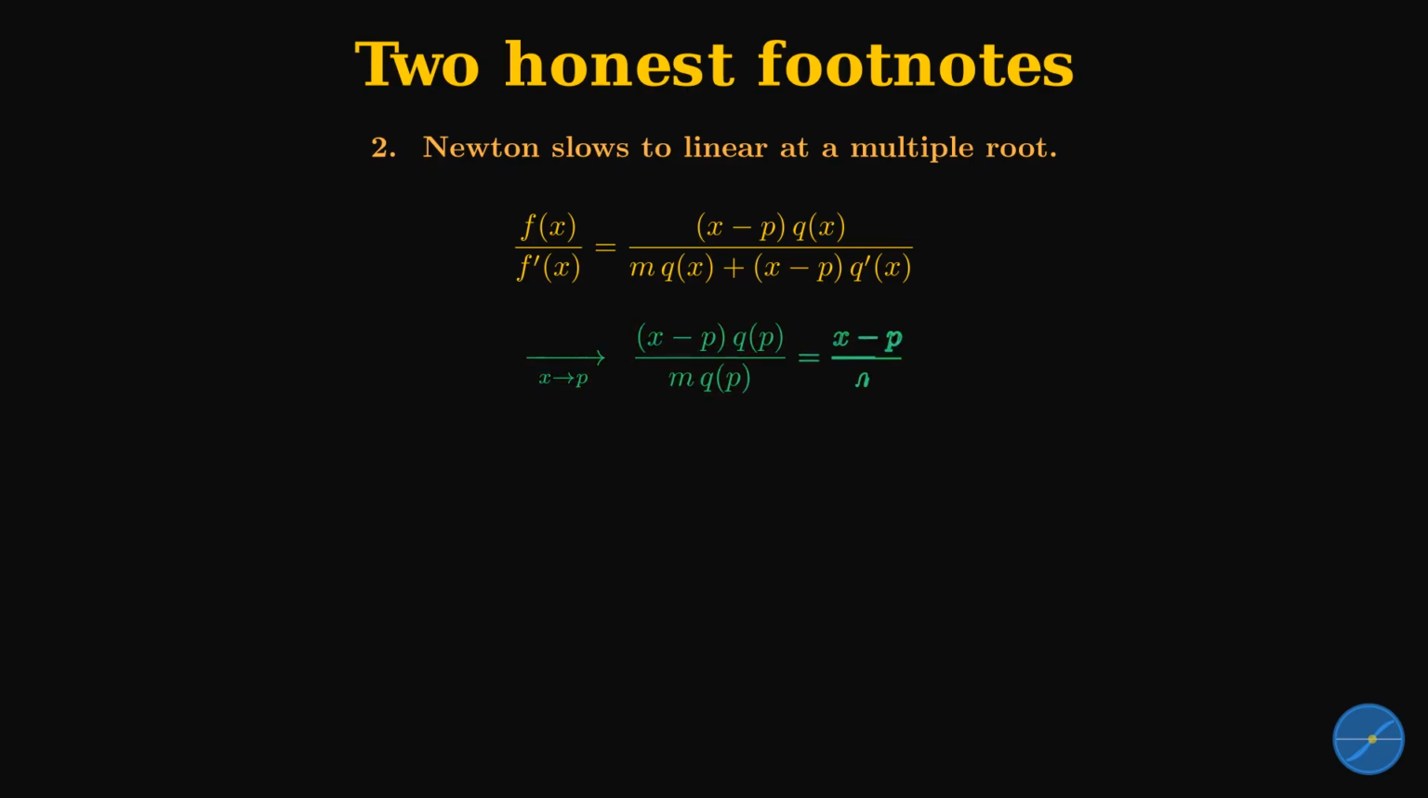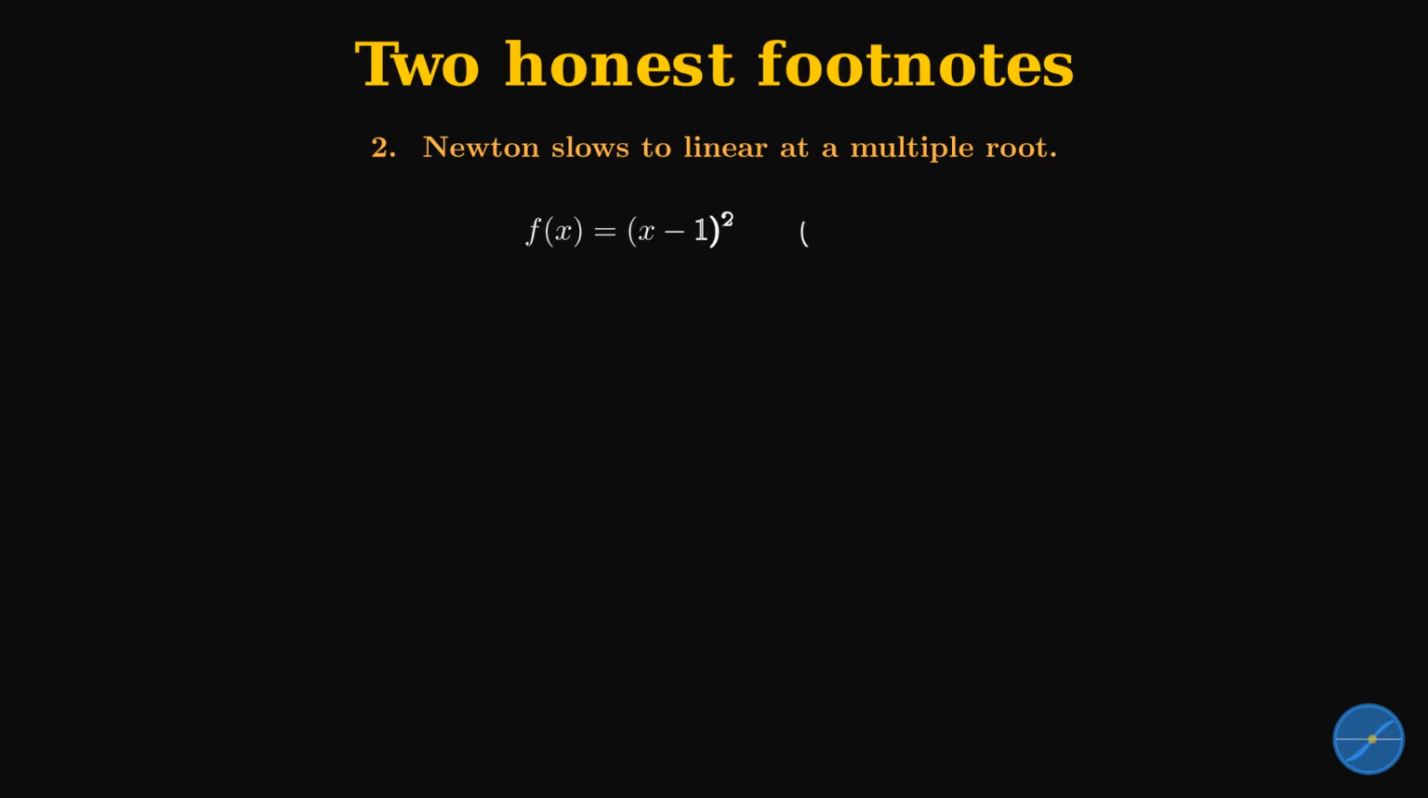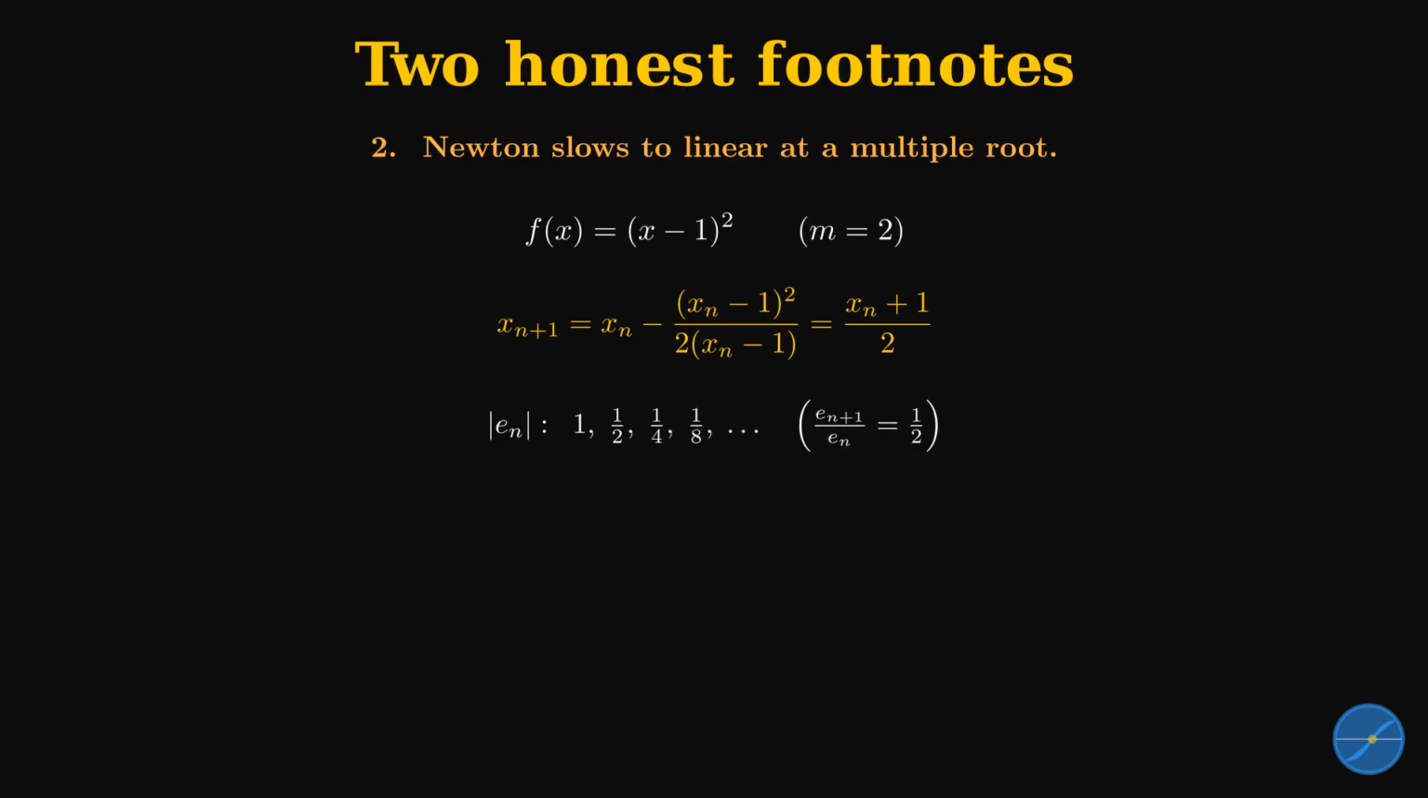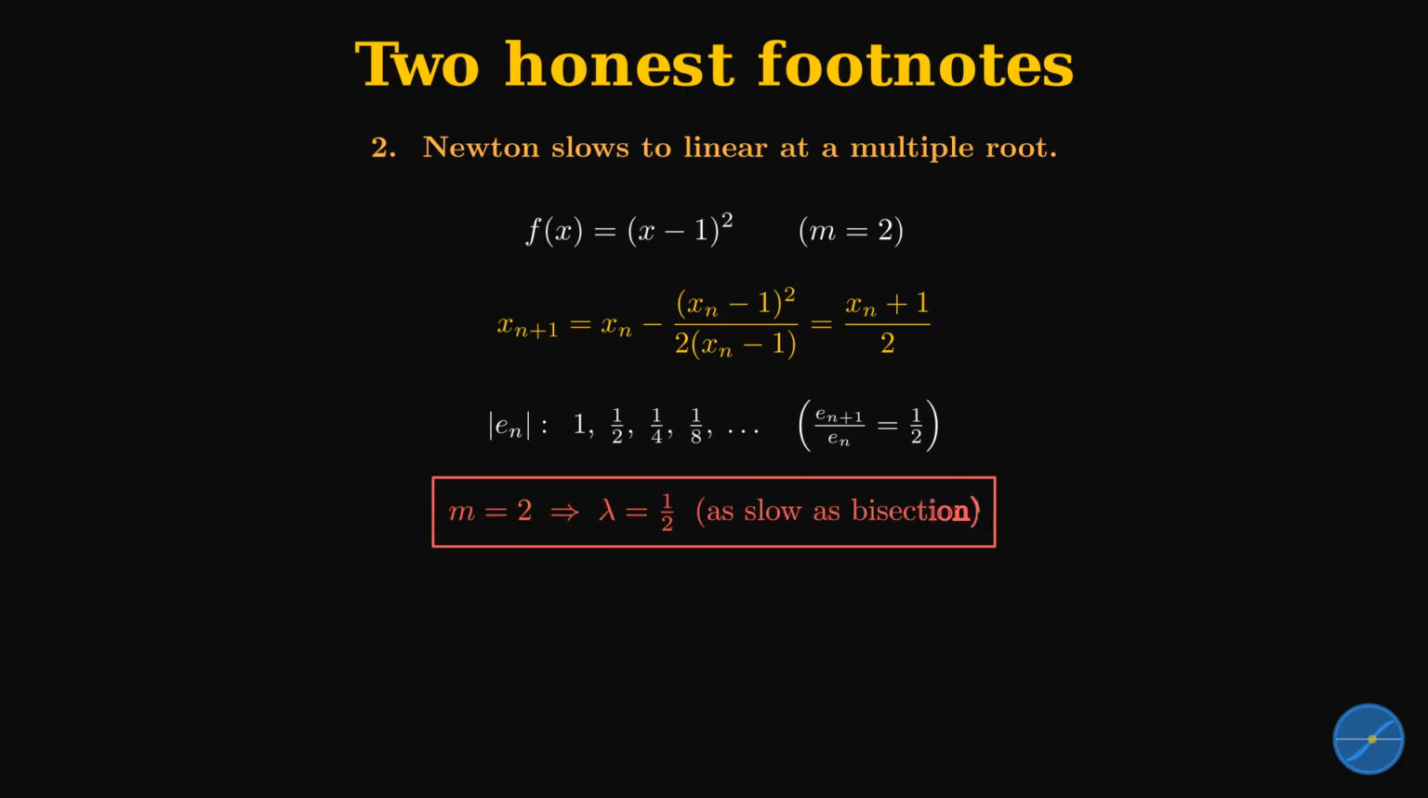As x approaches p, the (x minus p) q prime term dies and q cancels, leaving (x minus p) over m. So each Newton step removes only a fraction of the error, 1 minus 1 over m. That's linear, constant (m minus 1) over m. Take a clean double root, f equals (x minus 1) squared. Newton collapses to x_(n+1) equals (x_n plus 1) over 2. The error just halves, 1, a half, a quarter, an eighth. That's lambda 1 half, no faster than bisection's bound.